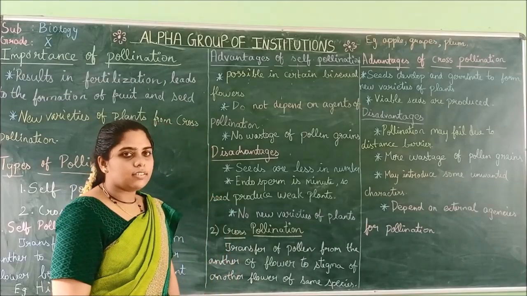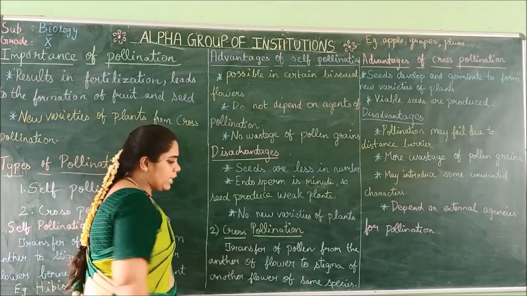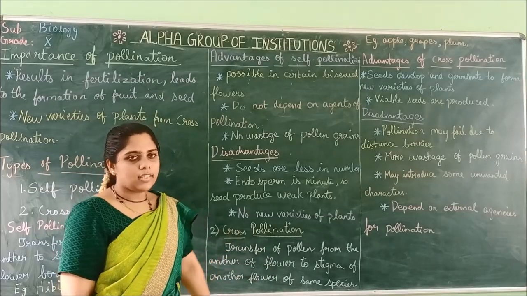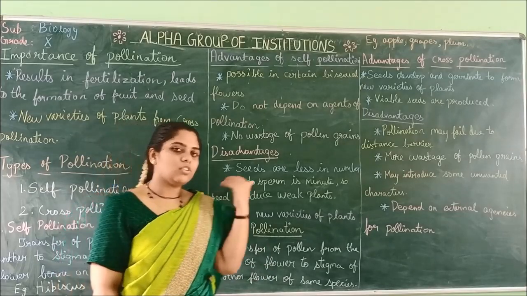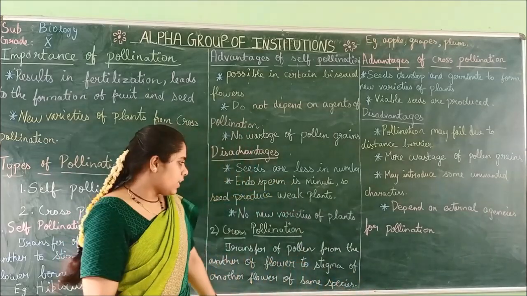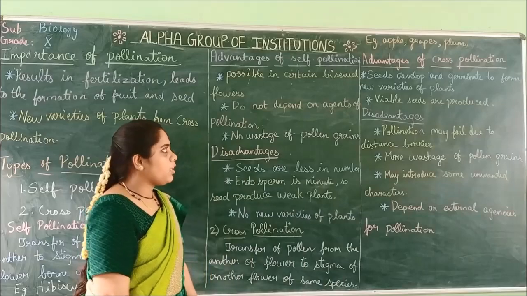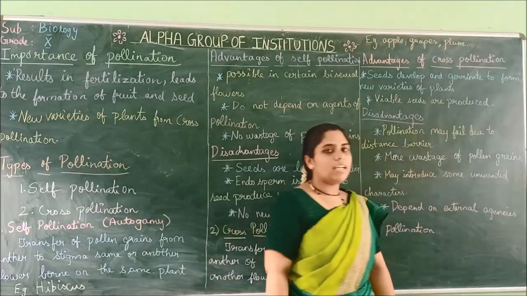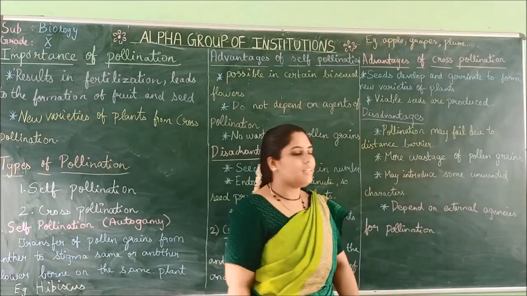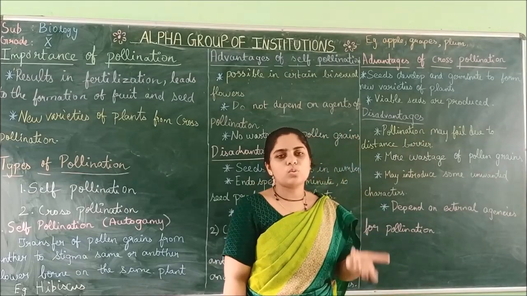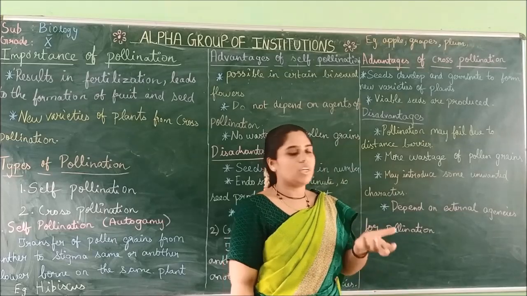The second type is cross pollination: the transfer of pollen grains from the anther of one plant to the stigma of another plant of the same species. Advantages: seeds will develop and germinate to form new varieties of plants, and viable seeds are produced, those which have the ability to germinate.